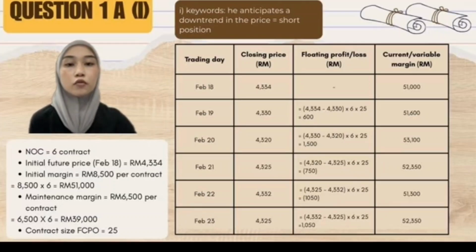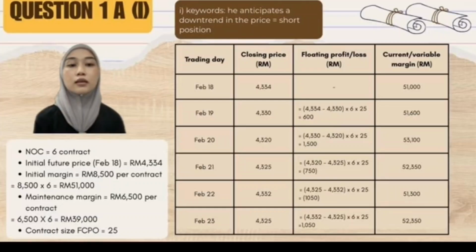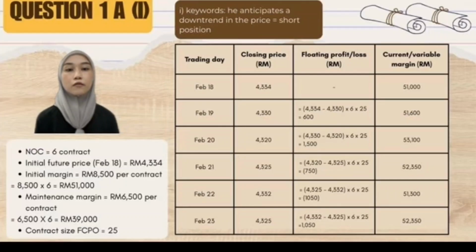On 22 February, the futures price increases again to RM 4,332, resulting in another variation loss of RM 1,050. On 23 February, the futures price decreased to RM 4,325, so he records another variation gain of RM 1,050. Finally, Mr. Lee closes out his futures position on 23 February.